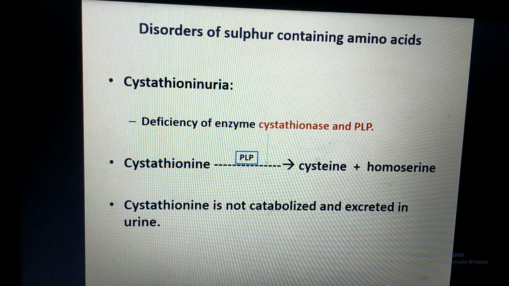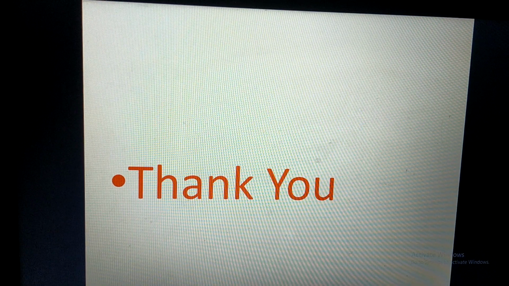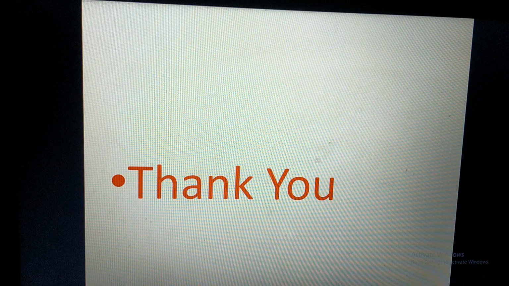And acquired is due to deficiency of pyridoxal phosphate or vitamin B6. Pyridoxal phosphate is the coenzyme of pyridoxine. So in both these cases, cystathionine is not catabolized and it is excreted into the urine. So this is about the metabolism of sulfur containing amino acids, important products obtained from cysteine, and various metabolic disorders associated with sulfur containing amino acids.